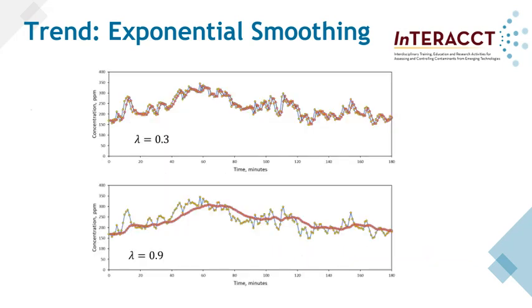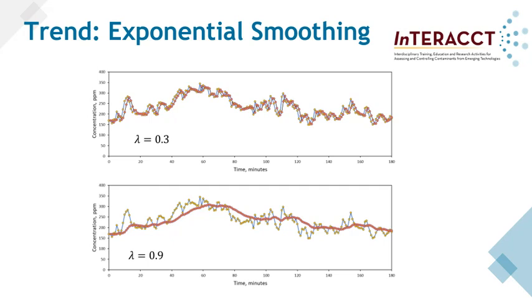So this slide now shows two examples with two different damping factors applied. The top plot shows EWMA values computed with a damping factor of 0.3. And here you can see that the EWMA as red dots are actually very similar to the measurements, and therefore there isn't much damping going on in this case, or smoothing, as we would call it, over time.